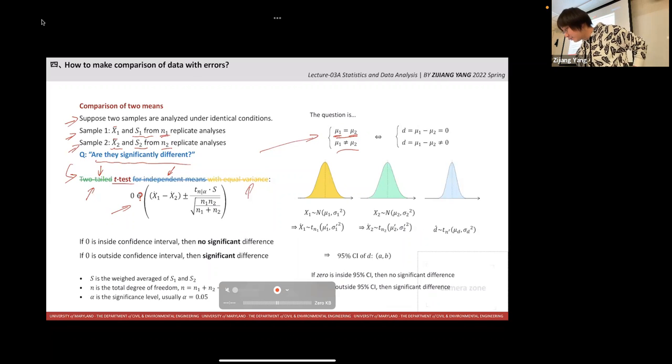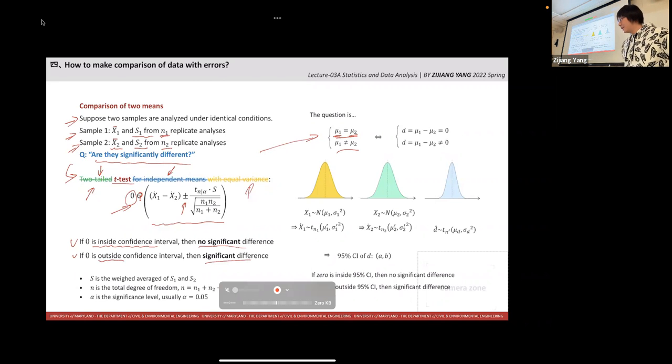First, we can construct a range. We can see this is plus and minus, so basically this is a range. And we can see if 0 is inside this range or outside this range. If 0 is inside this confidence interval, then there is no significant difference. If 0 is outside the confidence interval, then they have a significant difference.